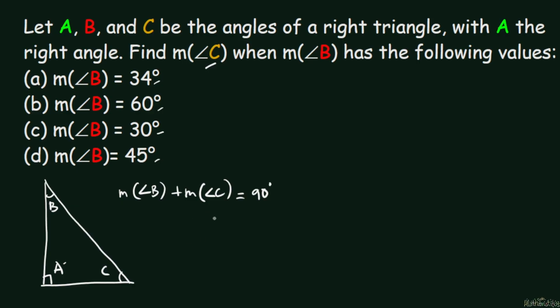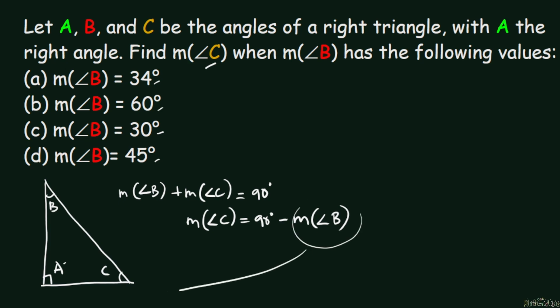We can write that the measure of angle C is equal to 90 degrees minus the measure of angle B. So whatever the value of this angle B from here, we will solve this one.